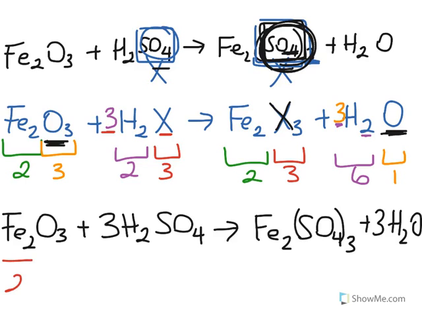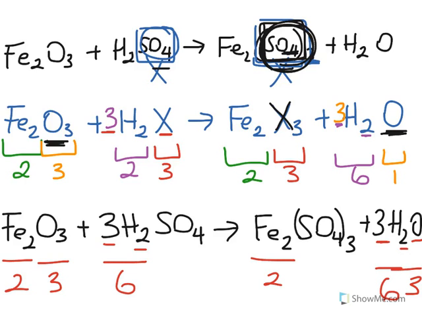2 irons, 2 irons, 3 oxygens, 3 times 1, 3 oxygens, 3 times 2, 6 hydrogens, 6 hydrogens. SO4, remember, it is 1, so 3 by 1 is 3. And having a look here, here's the parenthesis, 3. Nice and balanced.